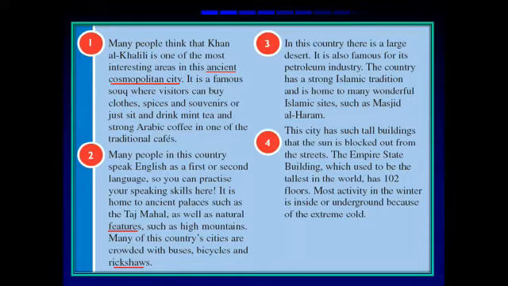It's home to ancient palaces such as the Taj Mahal. Of course, it is India, as you can know, as well as natural features such as high mountains. Many of these countries' cities are crowded with buses, bicycles, and rickshaws. I think that rickshaws is like tuk-tuk, if you are familiar with the word tuk-tuk in Egypt. So this is Cairo, number 1. Number 2 is India. Number 3, in this country there is a large desert.